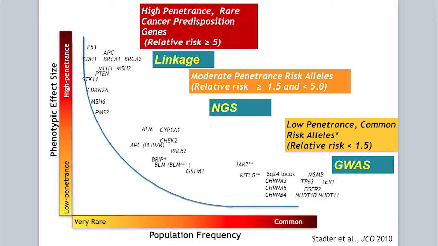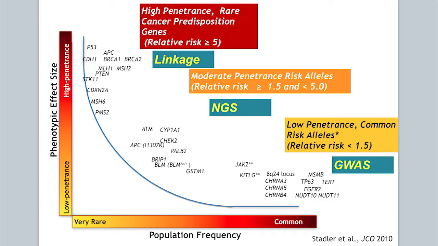Where we are getting into trouble these days is actually these genes in the middle here, where the population frequency is a little greater, and the phenotypic effect size, so basically the risk of developing cancer with them, is actually not as high as these ones. And so it gives us difficulty in the hereditary cancer program in terms of how we use this information in terms of our cancer risk assessment.